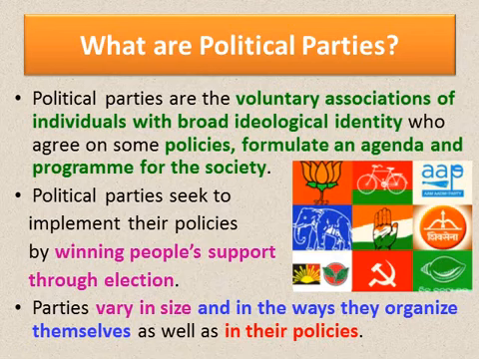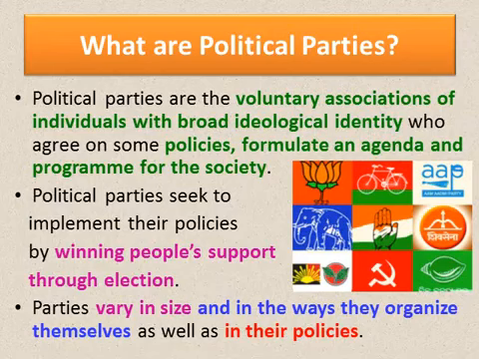The main goal of a political party is to fix a political agenda and policies. So each party tries to persuade people by claiming their policies are better than those of other parties. So definitely they must have a leader, active members, as well as followers. So children, political parties are voluntary associations of individuals with broad ideological identity who agree on some policies, formulate an agenda and program for the society.